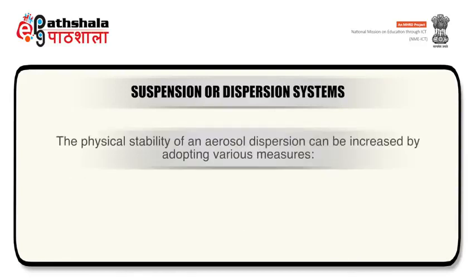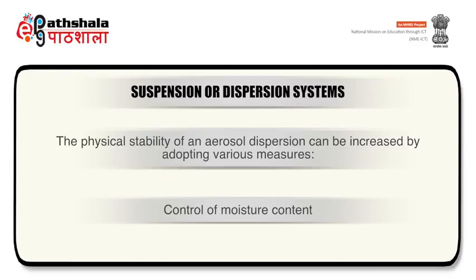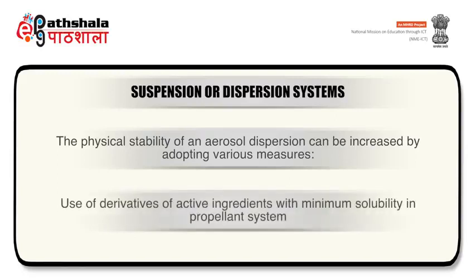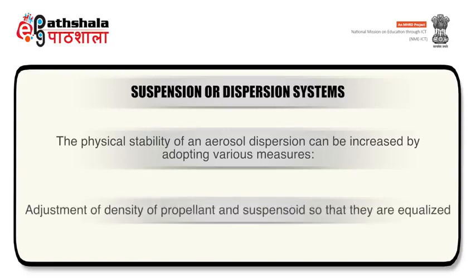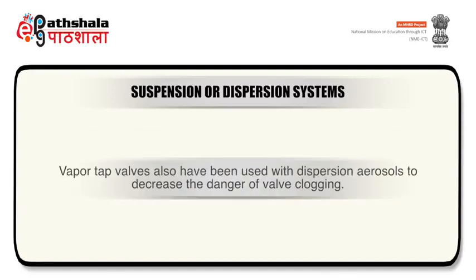Physical stability of an aerosol dispersion can be increased by adopting various measures including control of moisture content, reduction of initial particle size to less than 5 microns, use of derivatives of active ingredients with minimum solubility in propellant system, use of dispersing agents, and by adjustment of density of propellant and suspensoid so that they are equalized. Vapor tap valves also have been used with dispersion aerosols to decrease the danger of valve clogging.